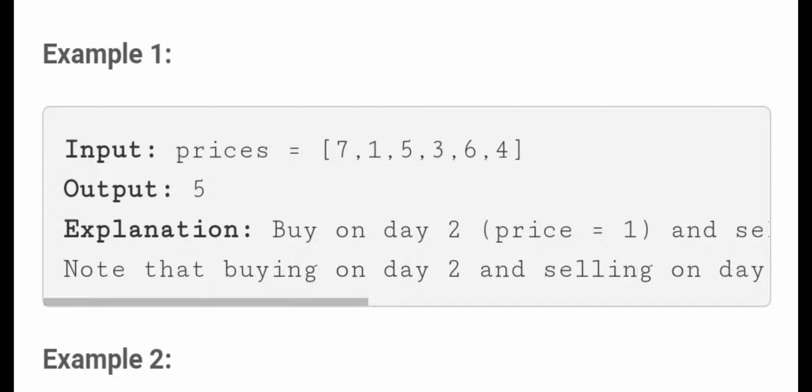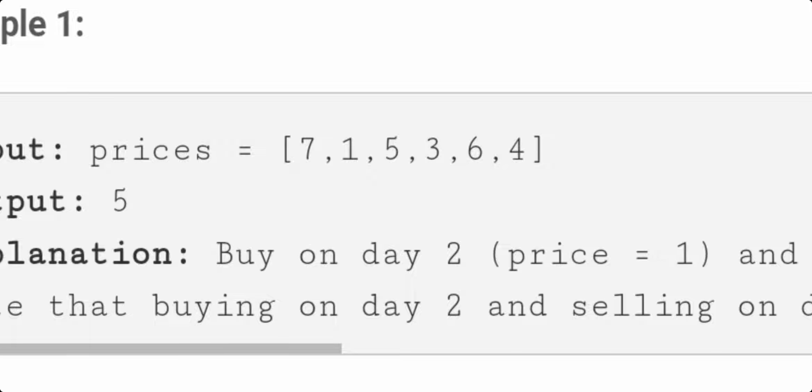Our brute force approach will be like this: first we start from here, and if I buy the stock here at 7 and sell at any of these prices, I will have a loss, because none of the prices is greater than 7. So I can go for the next case, 1. If I buy at 1 and sell at 5, what is my profit? 4. If I sell at 3, my profit is 2. If I sell at 6, my profit is 5. If I sell at 4, my profit is 3. So the maximum profit I'm getting here, I'll keep as such.